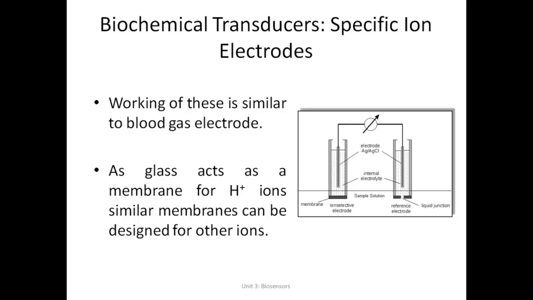So over here, the specific ion electrode is similar to what we were seeing in the blood gas electrode, just that the membrane that is placed will be designed as per the ion. It might be sodium ion, chloride ion, potassium ion, any ion that you want to particularly measure in the fluid. The difference is just that the semi-permeable membrane that you are designing has to be such that it allows those particular ions to pass through, and it should block all the others.